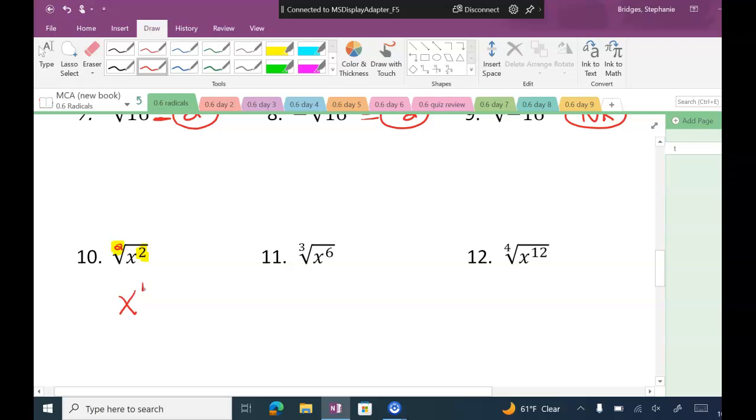So for number 11, I have the cube root of x to the 6th. So I want to ask, how many times does the index 3 divide evenly into that exponent? 2. So the cube root of x to the 6th is x squared. So you're multiplying it by itself 3 times. If I did x squared times x squared times x squared, that gives me x to the 6th, right? That's what a cube root means. Okay. Go ahead and try 12 then.